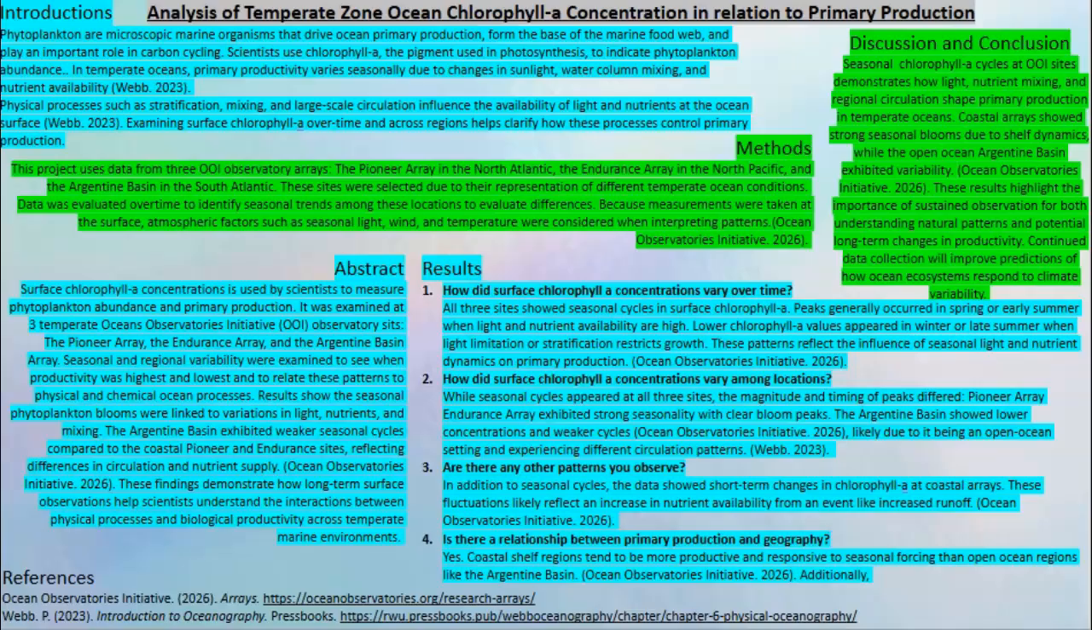Surface chlorophyll A concentrations were analyzed over time to identify seasonal trends. Because the measurements were taken at the ocean surface, atmospheric and physical factors such as seasonal light, wind, temperature, and mixing were considered when interpreting the data.